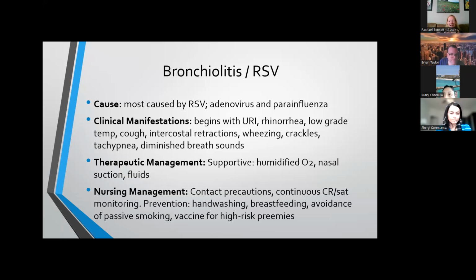The bronchiolitis is that inflammation of the bronchioles. RSV is a specific type of bronchiolitis. It's a specific pathogen that can cause that bronchiolitis. Because it's the most common type of bronchiolitis, it's typically the one that we focus on. Does that help? Okay.